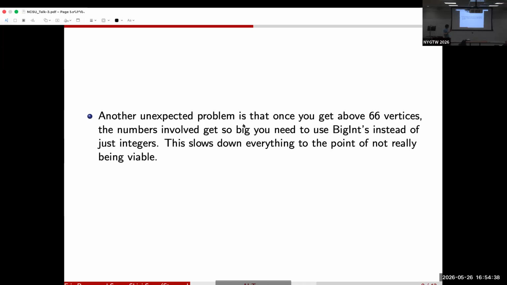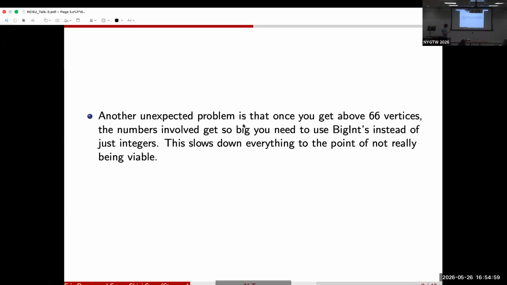I mean, you give me 2 bigints and you're like, hey, could you literally add these 2 bigints to each other, and Julia, you'll blink and the computation won't be over. It's like, how could you lose that much efficiency? It's crazy. Bigints are bad. So this slows down everything to the point of not really being viable.